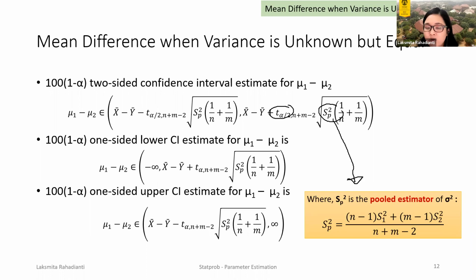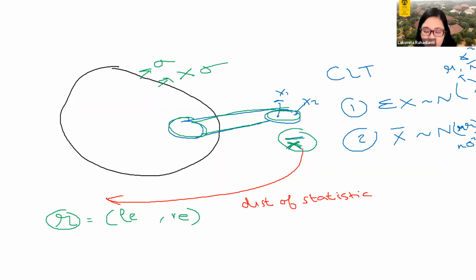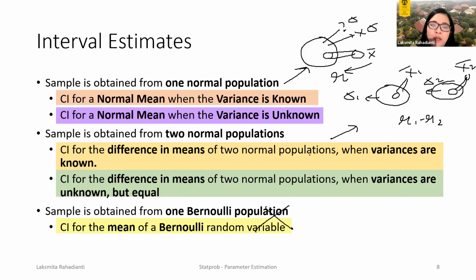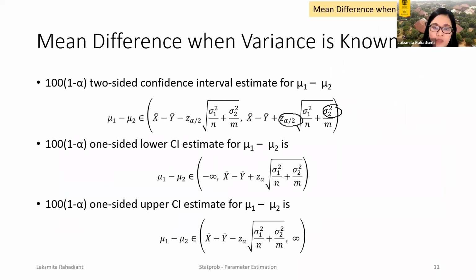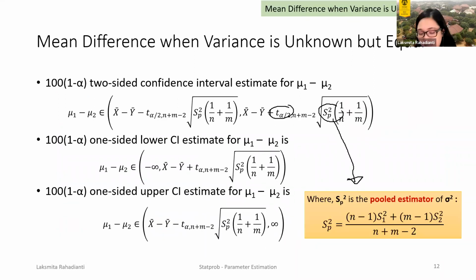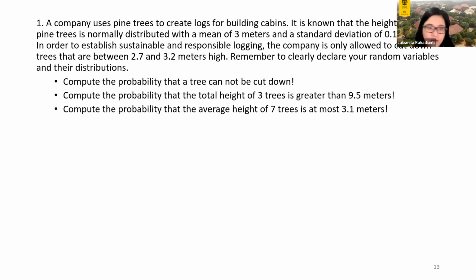So here, Sp squared is basically you trying to estimate the two variances, because although you don't know them, you assume that they are equal for the difference of means of two populations when variances are unknown. In many cases, if you are presented a question of two populations where the variances are not given, you may assume that they are equal. So these are the four things. Okay, having said that, all of these materials, now we are going to go on to the first exercise.